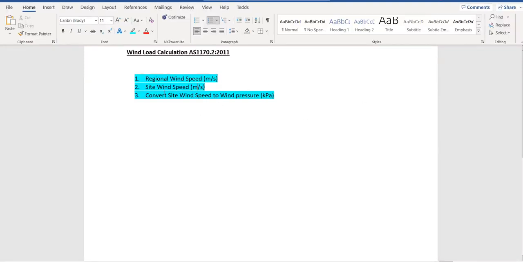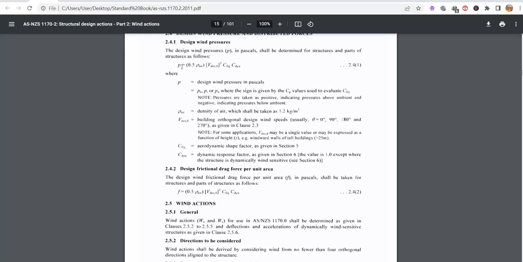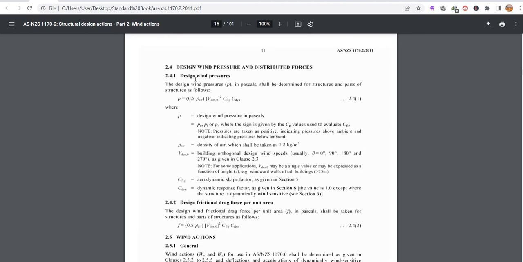So today we are going to convert our side wind speed into wind pressure. In the last tutorial, we got our original wind speed and side wind speed. To get this value, we are going to use this formula in the code. There's a formula to convert the side wind speed into wind pressure.